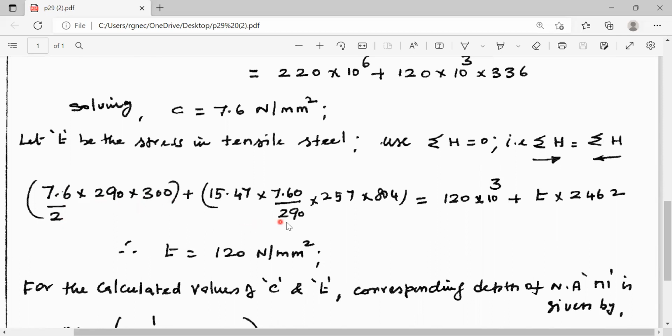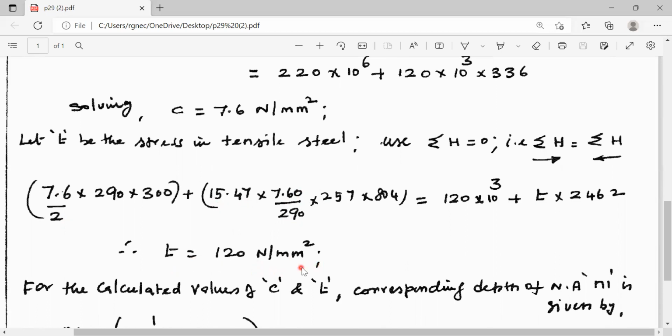Now, the compression offered by the reinforcement, the area is 804. And now, what is the stress? Stress in concrete in the extreme fiber is 7.6. It has to be taken in proportion to the distance of the compression reinforcement, that is 257 mm divided by the neutral axis, 290 mm. So this is the stress. For equivalence factor, the factor is 1.5 m minus 1, 15.47. Now, in this equation, the only unknown is T, and this is coming to 120 Newton per millimeter square.